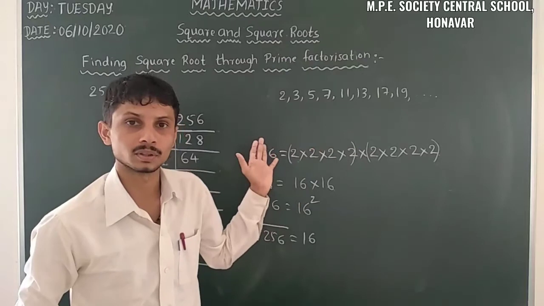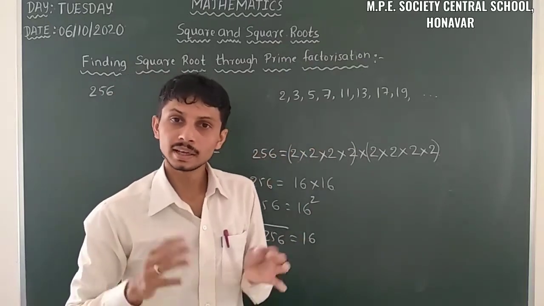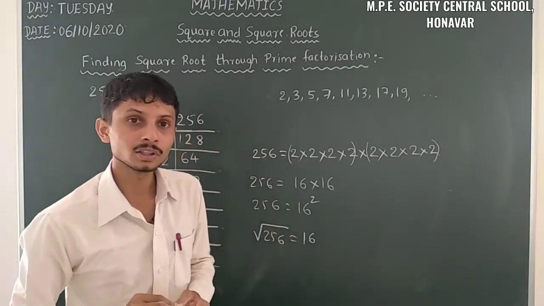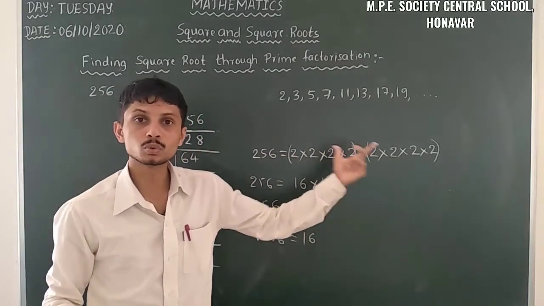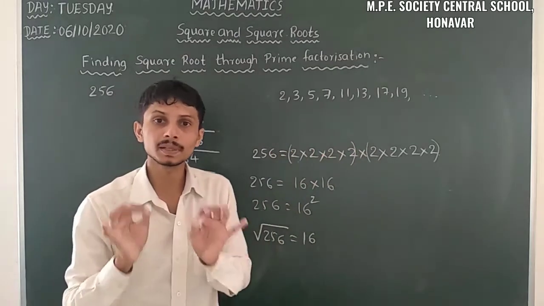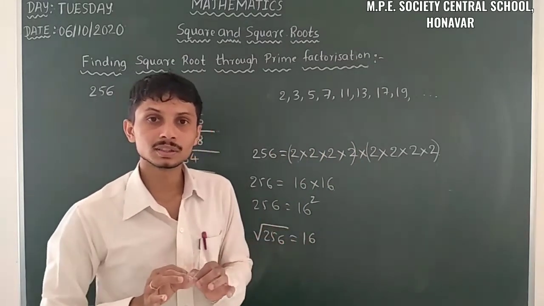I hope you get this one. So let us take any example. You can take any example. Here you have to make two identical groups. That is the basic principle of doing this problem.